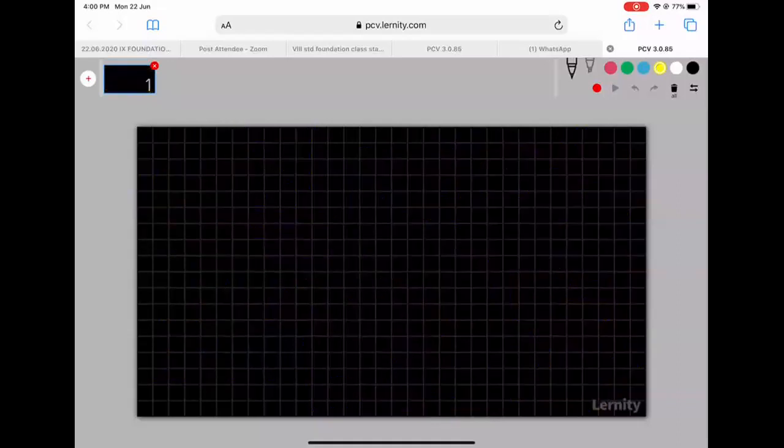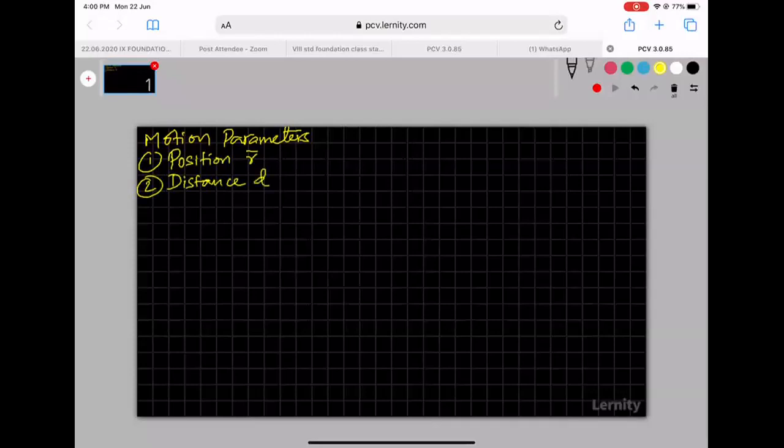Here we go. So back to the list. Motion parameters. The motion parameters we were looking at: we already looked at position, r bar, distance, d, displacement, capital S bar.